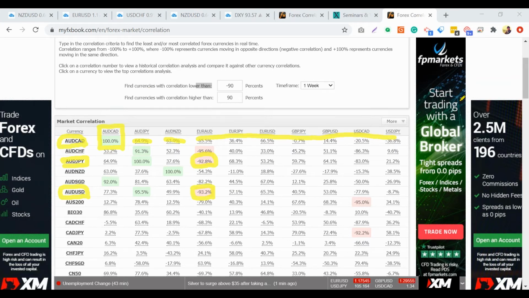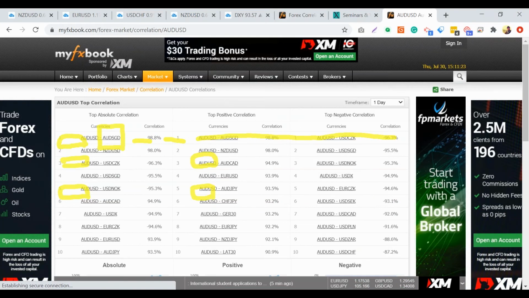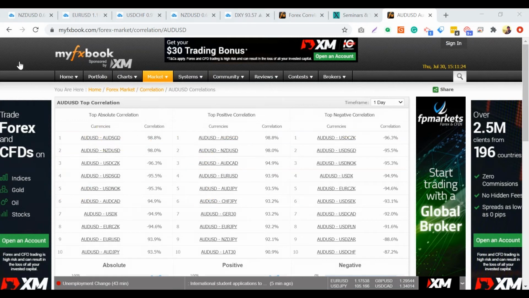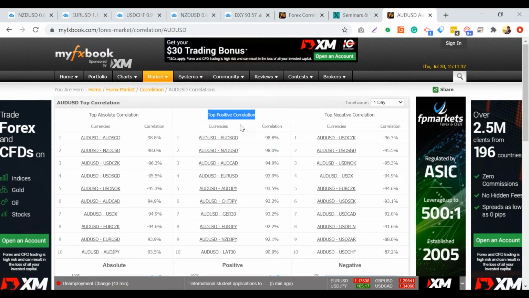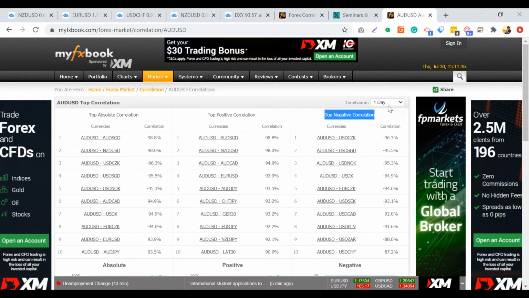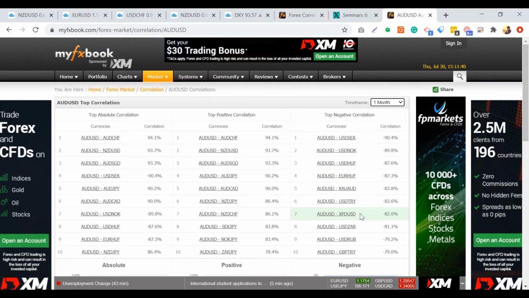So what I like to do is, because this doesn't show me everything, I like to click on something like Aussie dollar. And when I click on something like Aussie dollar, this is where I get to see what are the top positively correlated currency pairs and what are the top negatively correlated currency pairs, right? I'm going to change this to the past one month.